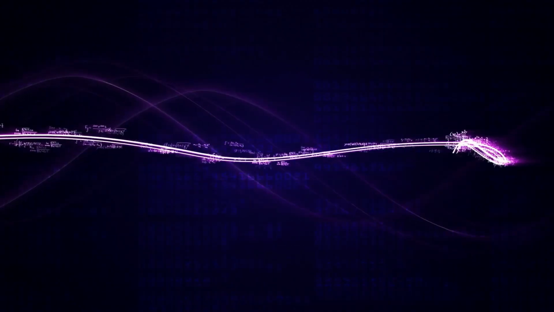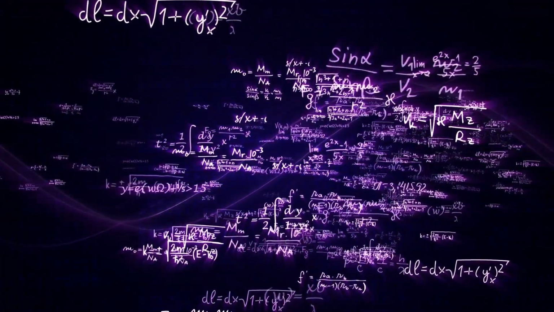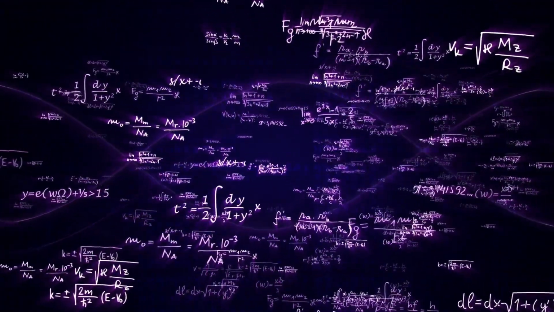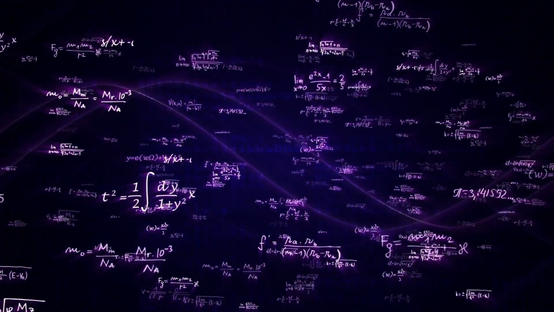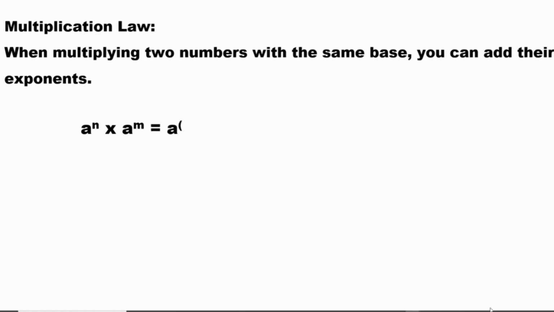Now, to make our lives easier, we have some fantastic laws of indices that help us manipulate and simplify expressions involving exponents. Let's explore these laws one by one. 1. Law of multiplication. When multiplying numbers with the same base, we can simply add their exponents. a^n multiplied by a^m is equal to a^(n+m).